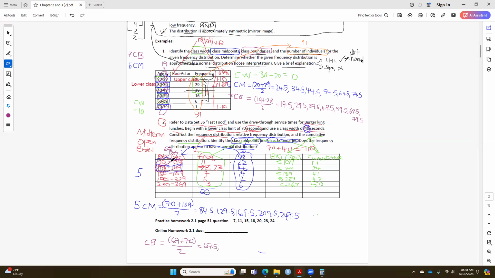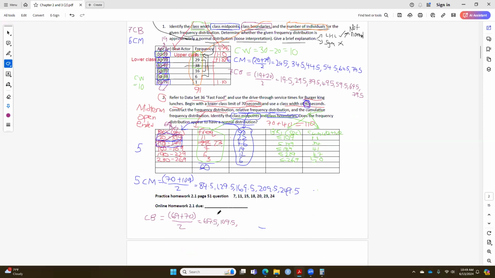And then you do the next class boundary. Now you go down to the next diagonal, 109 and 110. You take these two numbers, add them up and divide by 2. You will get 109.5. And you notice that again the difference between these two numbers is 40, which is the same as your class width. So if you find that everything you did here is 40, 40, 40, 40, you are on the right track. That means everything you're doing so far is correct.